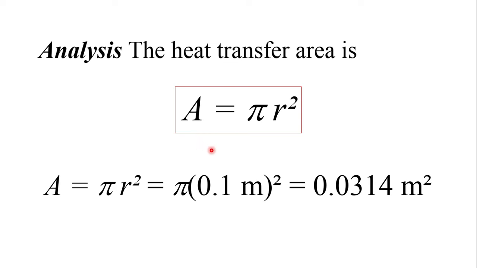If we convert the diameter into radius, the radius will be 10 centimeters, and if we convert the 10 centimeters into meters, that will be equal to 0.1 meter. If we put the values of pi and the radius of the pan in meter units, we will have the area of the bottom of the pan as 0.0314 meter square.